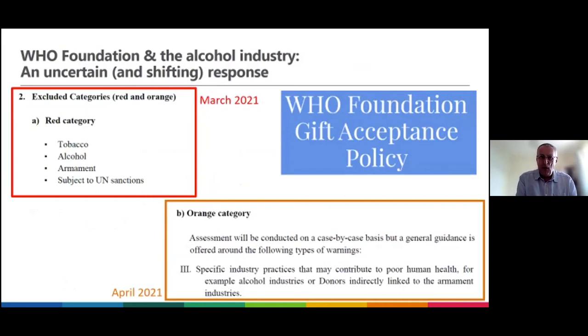So if we go back to March 2021, if we look at its gift acceptance policy, the alcohol industry was positioned in the red category alongside tobacco and arms. But by April, it had shifted to an orange category in which assessment will be conducted on a case-by-case basis, and in the absence of any criteria, really, for assessing how that will operate.